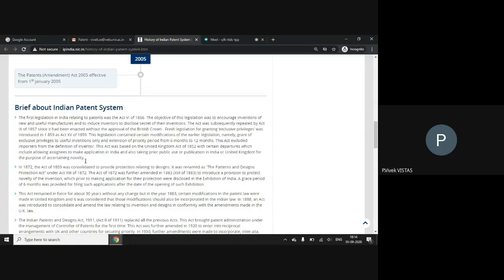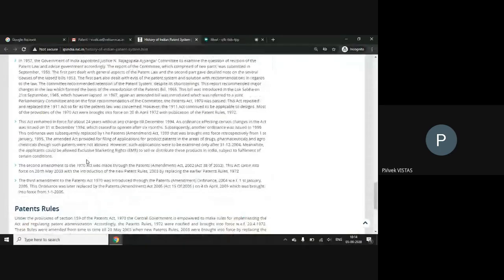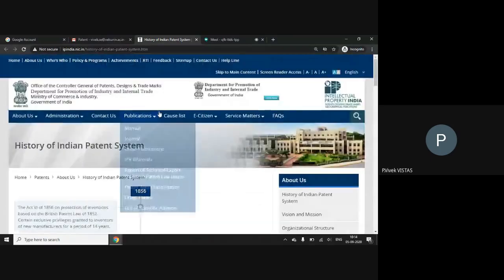So this will be a 16 mark question. What is the history of Indian patent system? So the patents போறதுக்கு முன்னாடி எந்தெந்த இயர்ல எல்லாம் எப்படிலாம் how they have framed the Indian patent system அப்படிங்கறது we need to know. So this will give you a clear idea on the patent system.